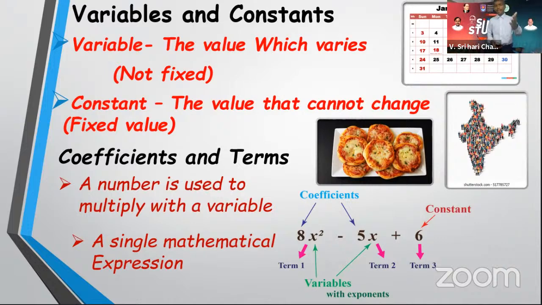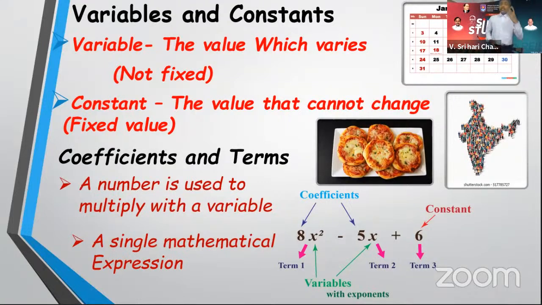A variable is the value which varies. It means the value is not fixed; the value will change, either continuously or occasionally, but it will change, right? So then what is a constant? Constants are the opposite of variables: the value that cannot change, a fixed value that cannot change. To get better clarity, look at this example.